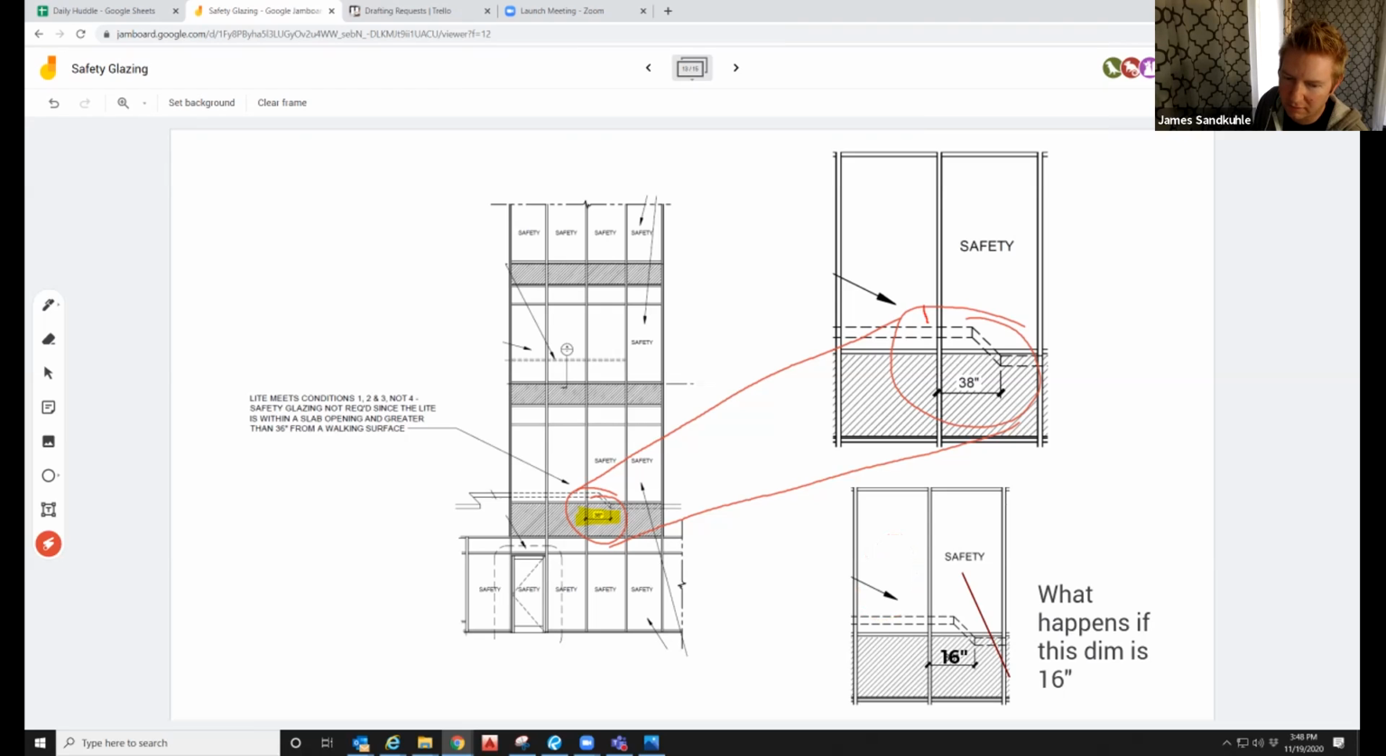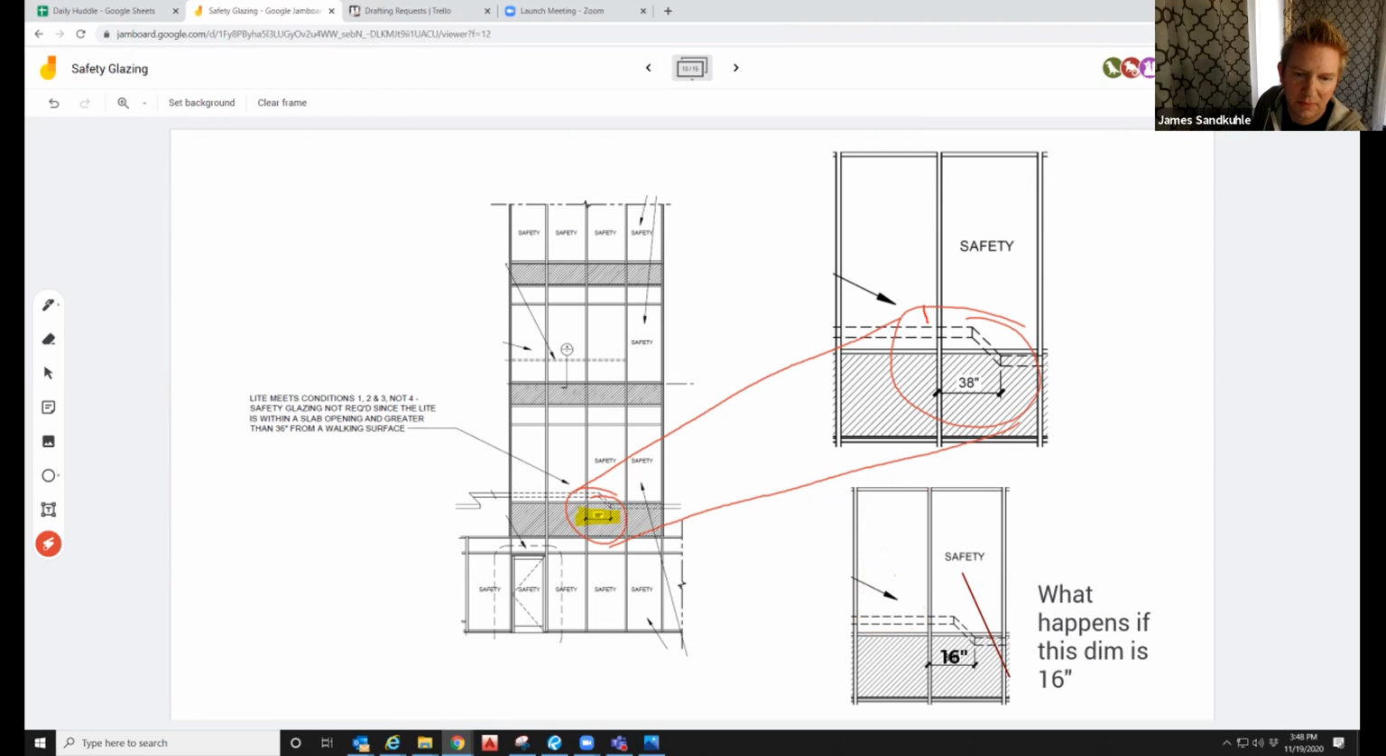Someone could argue, well, I have a guardrail here, why do I need to safety glaze this? But it is a little bit of a gray area. So depending on who your building inspector is, they may come back and say, no, you need to safety glaze this. So it's pretty safe to just safety glaze this light here.